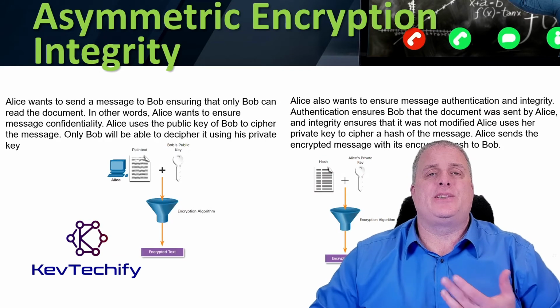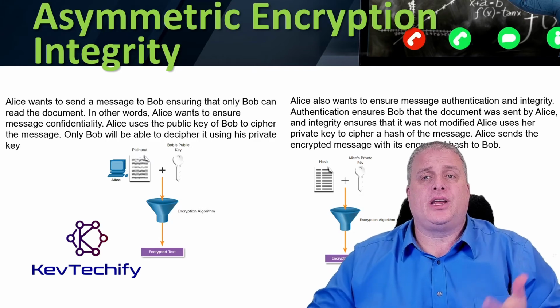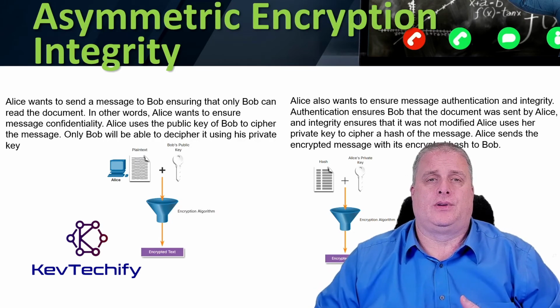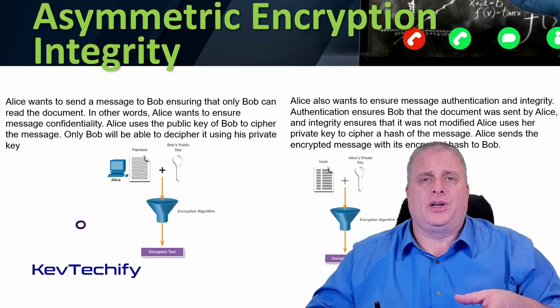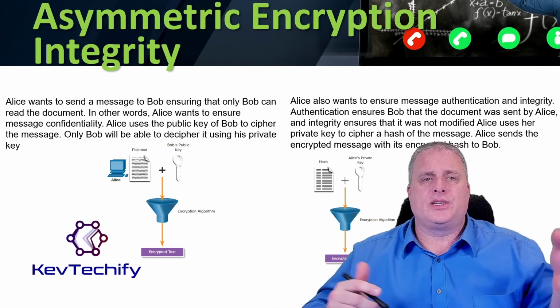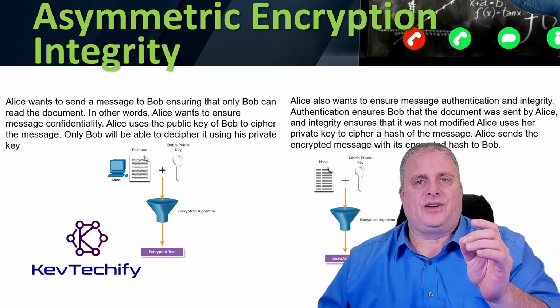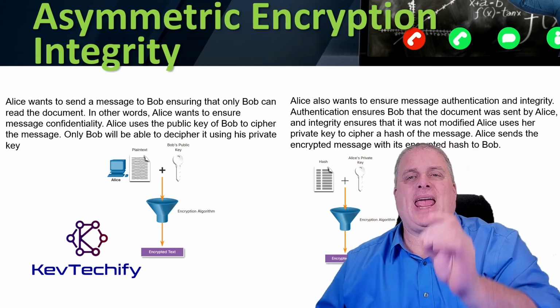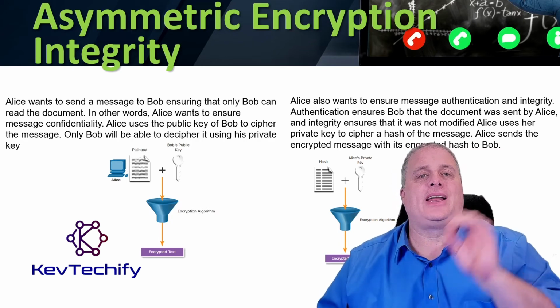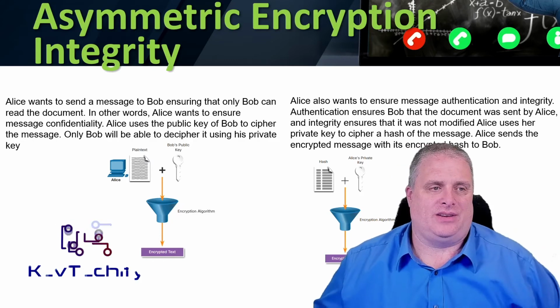Combining two asymmetric encryption processes provides message confidentiality, authentication, and integrity. We're going to go through an example here that's going to illustrate this process. In this example, a message will be ciphered using Bob's public key, and a ciphered hash will be encrypted using Alice's private key to provide confidentiality, authenticity, and integrity.